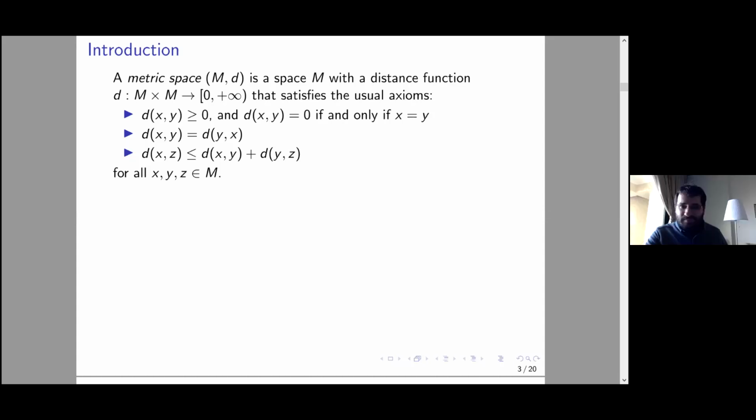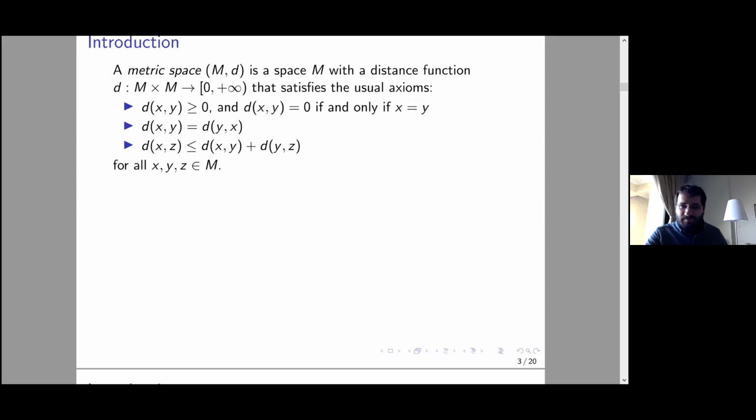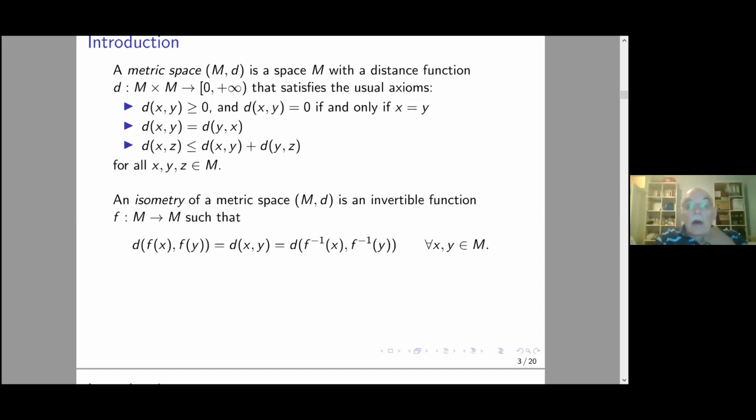So this is a very well-known notion, and maybe not quite so well-known is an isometry of a metric space. This is a mapping of the metric space to itself that preserves the distances, in the sense that if I take 2 points X and Y, then f of X and f of Y are at the same distance as X and Y. So it doesn't move them any further apart or any closer. And the same is true if I take the inverse.